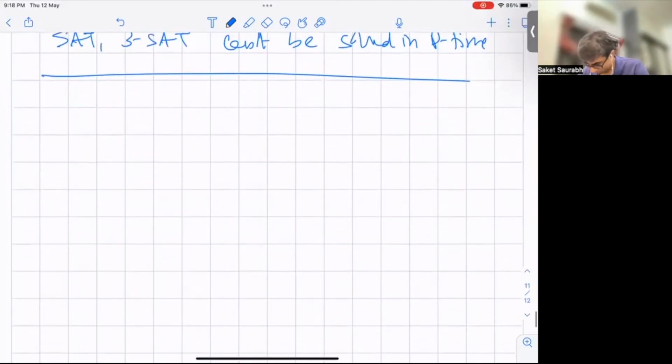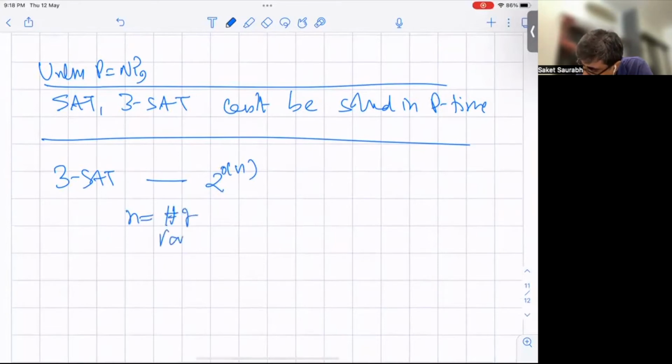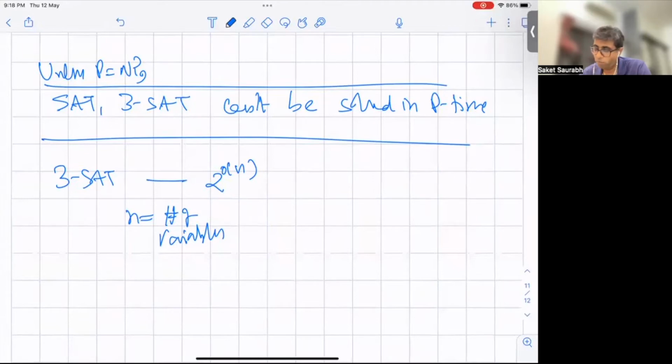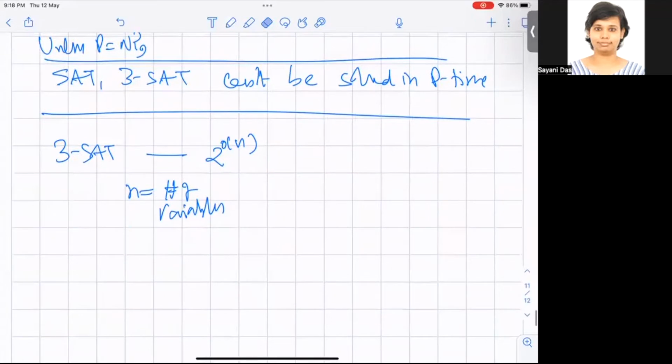But after 30-40 years of hard work on 3SAT, we were not able to design an algorithm with running time 2 to the power little-o of n, where n is the number of variables. Do you know any algorithm for 3SAT in terms of variables? 2 to the power n. What will you do for 2 to the power n? Like all possible assignments. Oh, brute force.